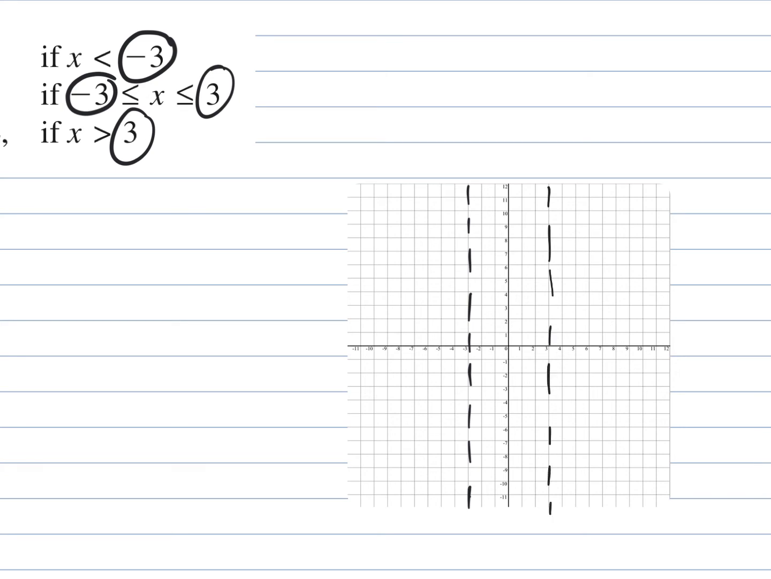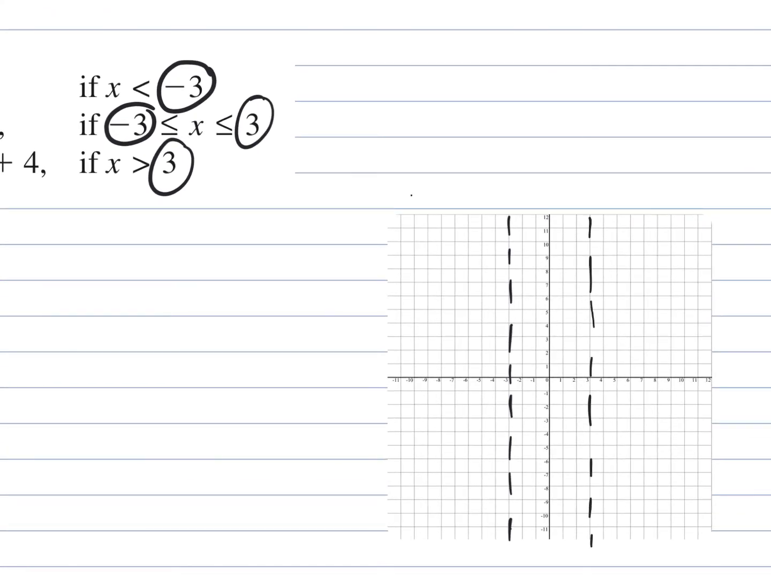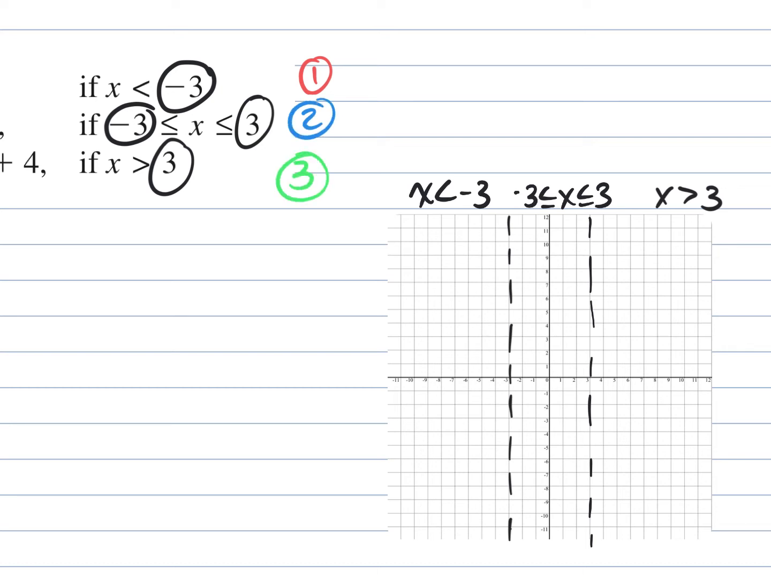If it helps, guys, think of the x-axis as a number line, right? The values where x is less than negative 3 are over here. Negative 3 is less than or equal to x, which is less than or equal to positive 3, are in the middle. And then x greater than 3 are all on the right-hand side. That gives us our 3 pieces, 1, 2, and 3. And then we can start to graph them.